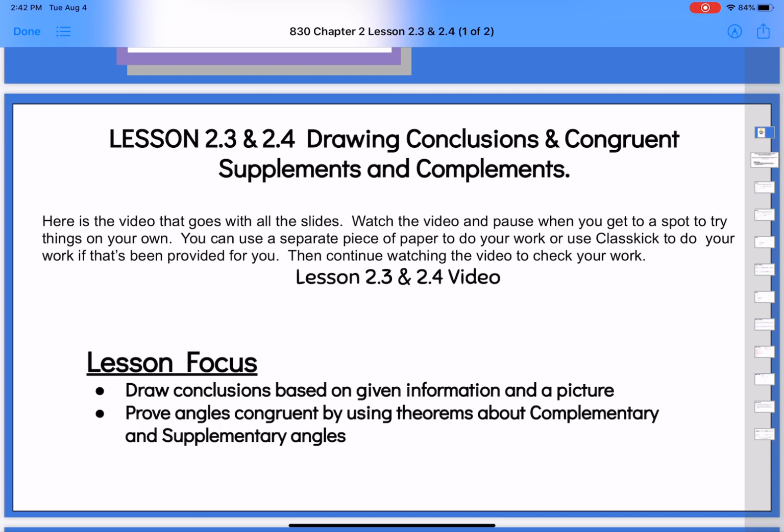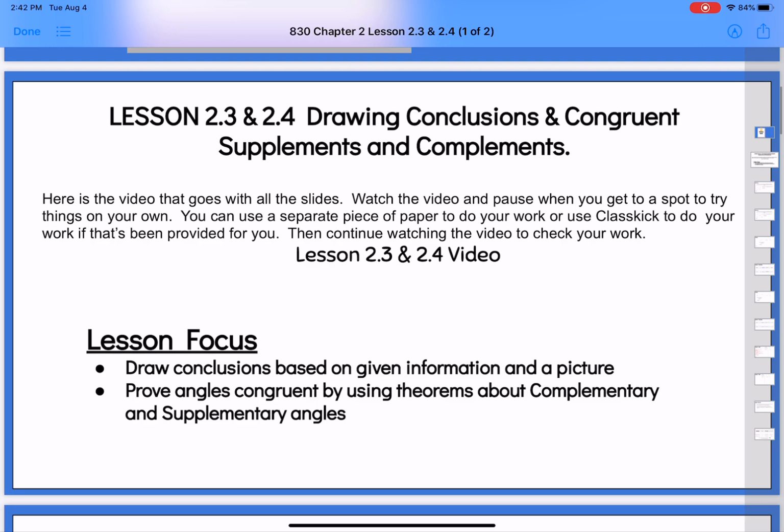And then we're going to focus on some new theorems today that deal with complementary and supplementary angles and proving that we have congruent angles when we have complementary and supplementary angles. So that's kind of what we're going to focus on. Drawing conclusions based on given information in a picture, and then how to prove angles congruent by using some new theorems about complementary and supplementary angles. That's our goal for today.